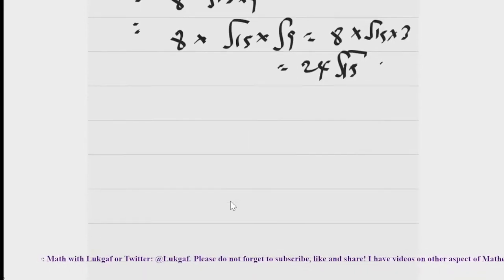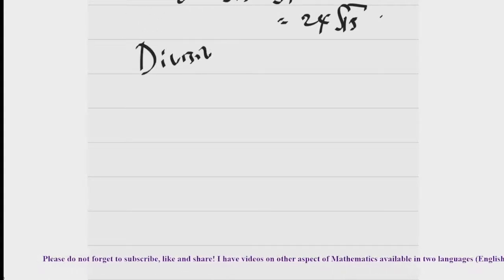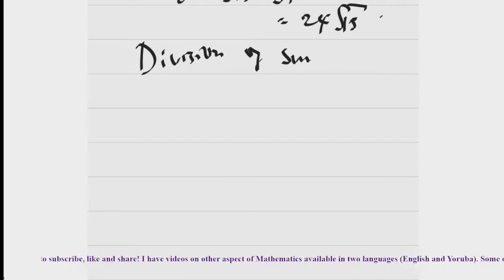So if that is clear, let us move to division of what? Division of surds. How do you divide 2 surds together? To divide 2 surds together, it is not difficult to do. First thing to do is to see whether you can express them in their simplest form.